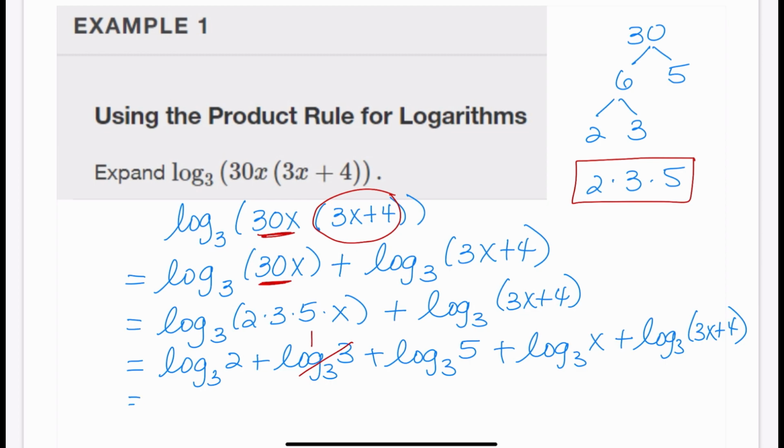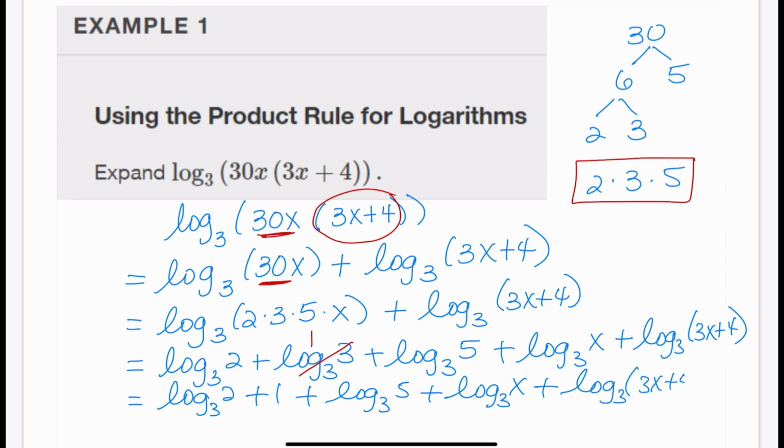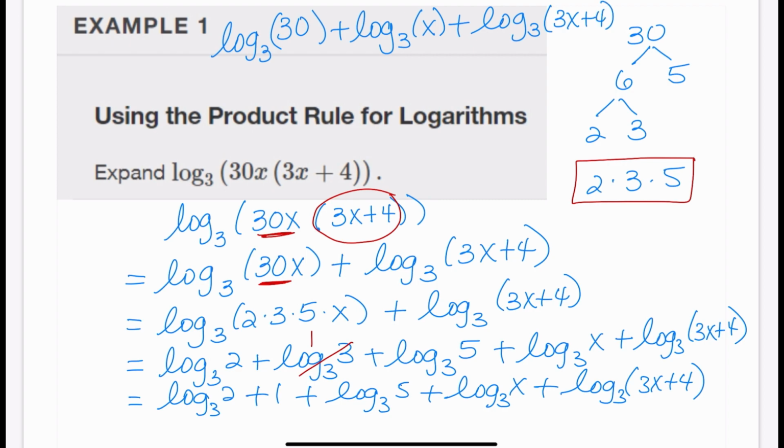So if I wanted to, I can rewrite this as the log base 3 of 2 plus 1 plus the log base 3 of 5 plus the log base 3 of x plus the log base 3 of 3x plus 4. And it all depends on what they want you to do, because maybe they would have been okay with you just expanding as the log base 3 of 30 plus the log base 3 of x plus the log base 3 of 3x plus 4 without having to do the prime factorization for 30.